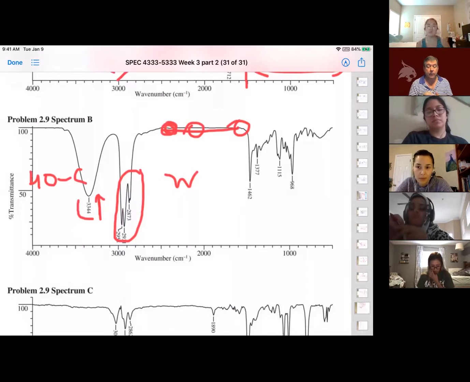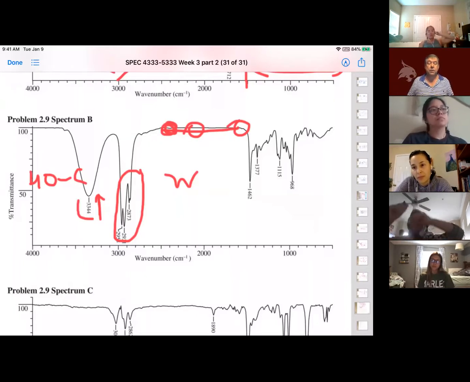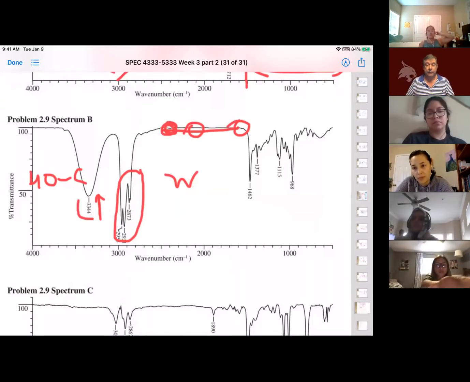Okay, so in this one right here, we can predict just on spectrum B that our mass spec will probably not have a 77 or a 91, because the 77 is benzene and a 91 is a benzene with a carbon in the benzylic position. So we can start eliminating things from our possibilities.